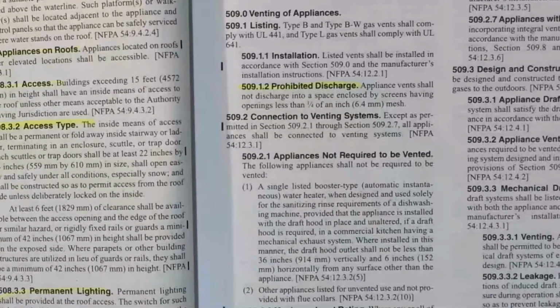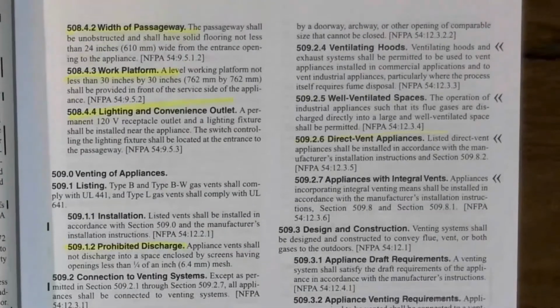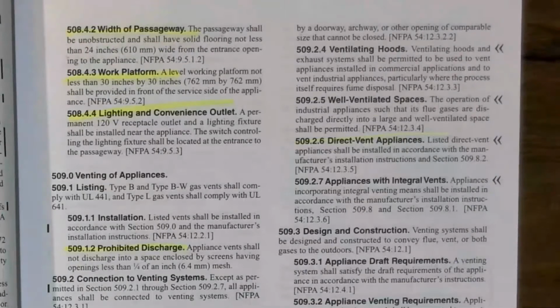The venting of an appliance. Prohibited discharge. Appliance vents shall not discharge into a space enclosed by screens having openings less than 1/4 inch mesh. Let's go over here. Direct vent appliances. Listed direct vent appliances shall be installed in accordance with the manufacturer's installation instructions and section 509.8.2.